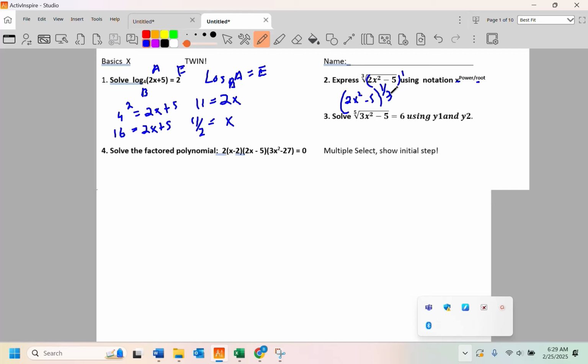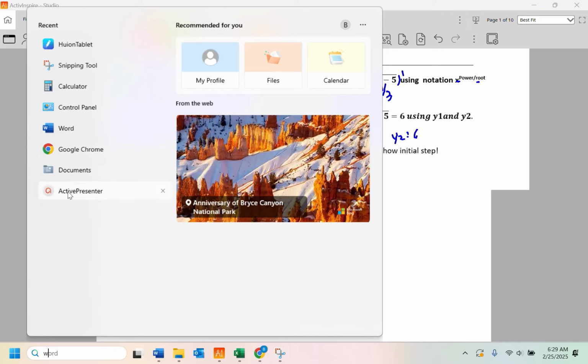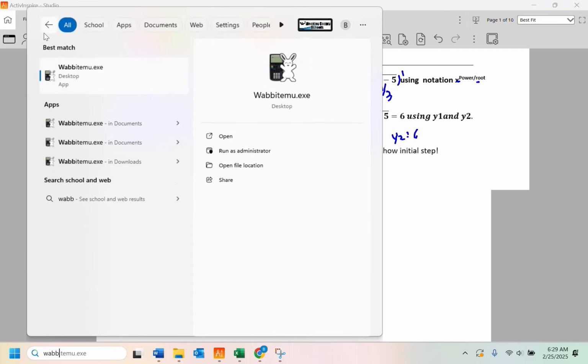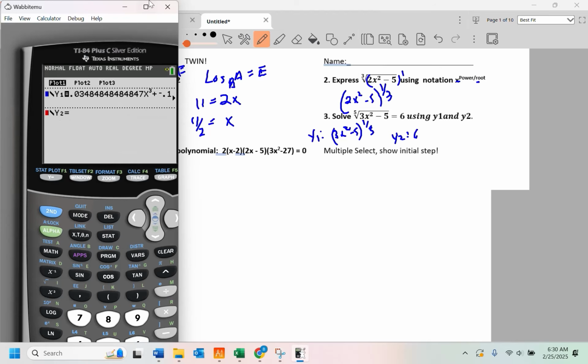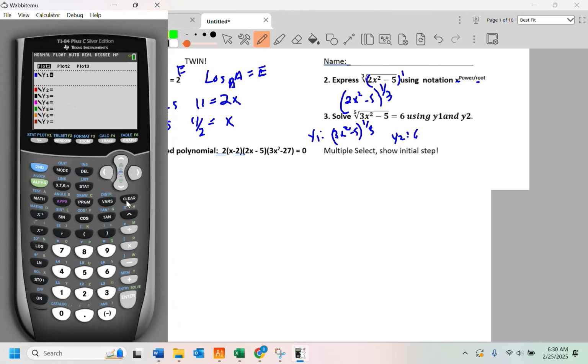3 is built upon that. It's to solve it using y1, y2. So in y1, you're going to put 3x squared minus 5 to the 1/5 power. And in y2, you're just going to put a 6. And I'm sorry that looks so bad. Probably too early in the morning for me. But anyways, it's just applying that and using it in the calculator. And these could be done by hand, obviously. Obviously, everything can be done by hand.